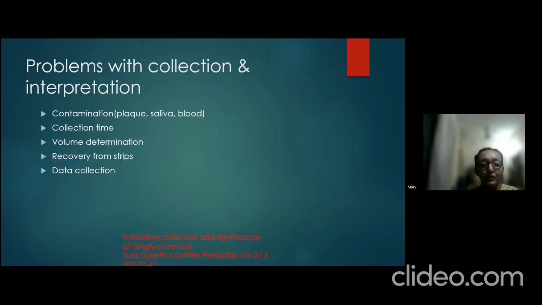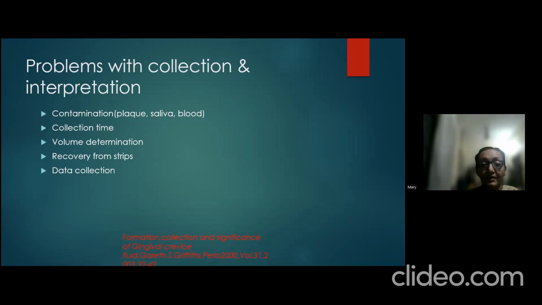So these are the periodontal values. After which, what could be the problems we encounter during the collection of gingival crevicular fluid? The sample obtained need not be purely the fluid that we require. It could be contaminated with plaque, saliva, or blood.